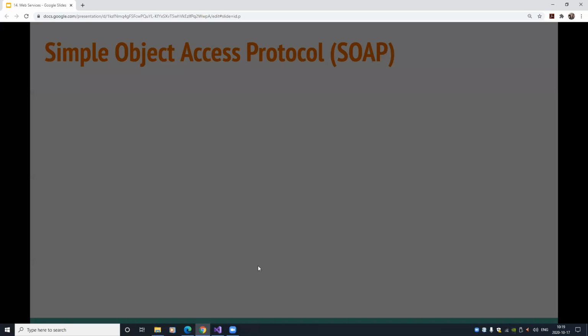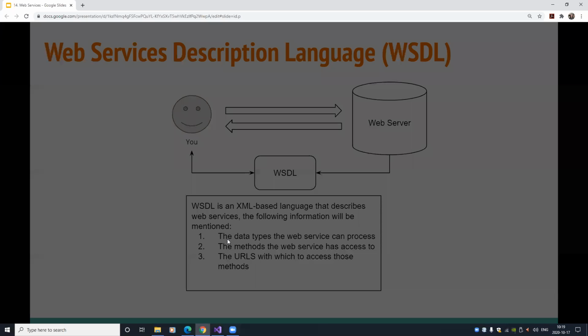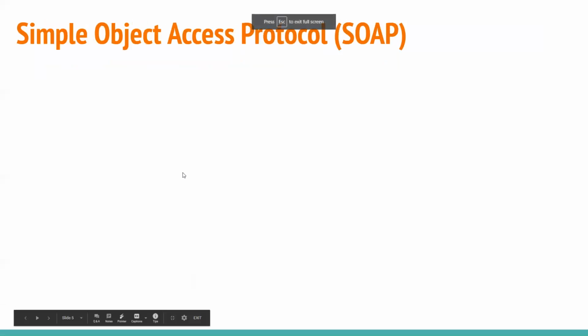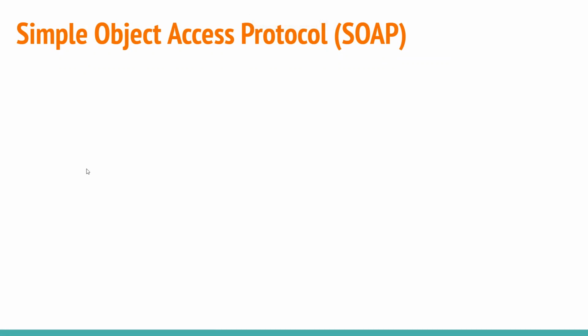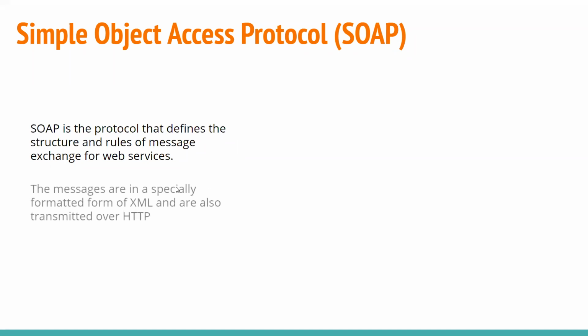Okay, so that's the one component. We have to describe the WSDL so that people are actually able to use our web service and interact with it. And there's a secondary aspect as well, and that's called SOAP, the Simple Object Access Protocol. SOAP is the protocol that defines the structure and rules of message exchange for web services. Okay, so that makes it sound a little bit complicated, but it's actually very simple, and we'll read through an example now. The messages are also a form of XML, and they're transferred over HTTP.